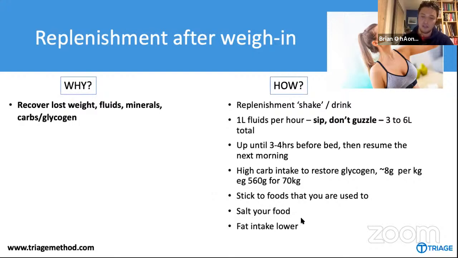You want to salt the meals that you have here, and you keep your fat intake on the lower side because you're trying to get so many carbs in to replenish those stores. So fat intake doesn't get as much of a priority, and you want to just keep eating protein as you normally would so that your muscles are recovered. Like I said, you want to do that every day, pretty much no matter what.